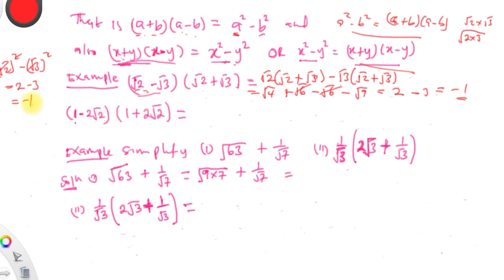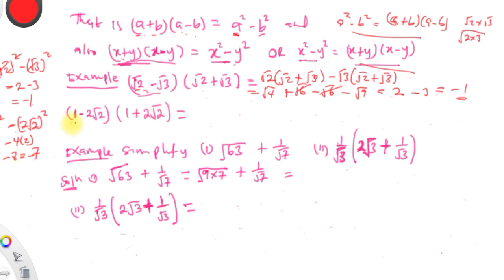As I said here, I just wrote the answer here for you. So what do you get for this one? We get 1 squared minus 2 root 2 all squared. So you get 1 minus 4 times 2. You get 1 minus 8, which is equal to negative 7. The answer you get will be negative 7.